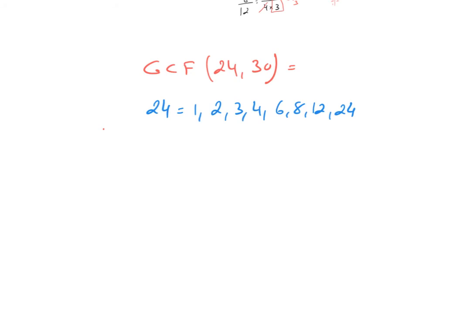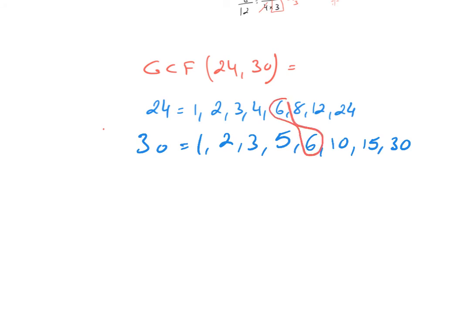We can do the same thing for 30. For 30, we have 1, 2, 3, and 4, no, we cannot divide by 4, but we can divide by 5 because 5 goes into 30 six times. We can also divide by 6 because 6 goes into 30 five times. We can divide by 10 because 10 goes into 30 three times. And we have 15, and then 30. As we can see, the greatest common factor between 24 and 30 is going to be 6.